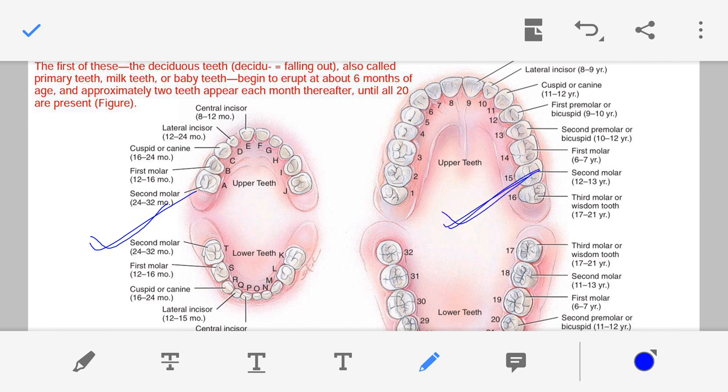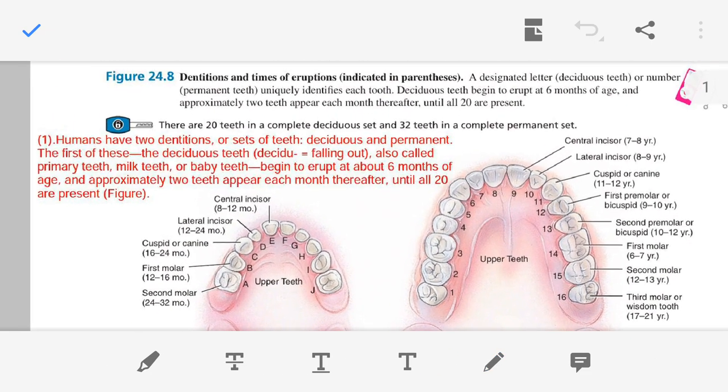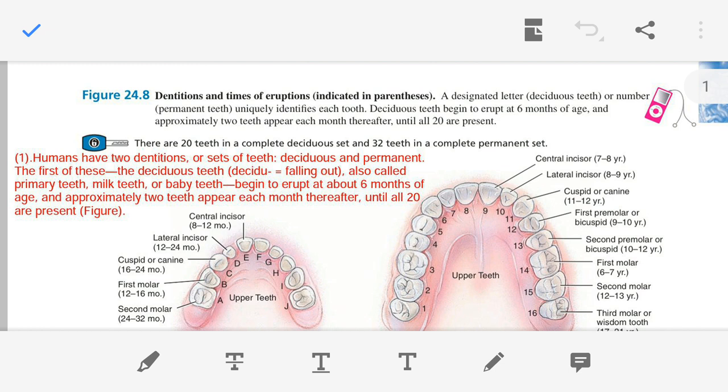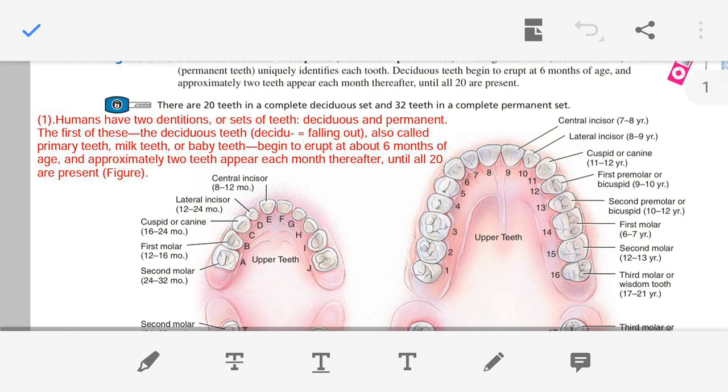So as you can see, if you count the number of teeth, you will find that in the deciduous set there are a total of 20 teeth, and in the permanent set there are 32 teeth. This one is the title of the figure. You can read this title and this line also.